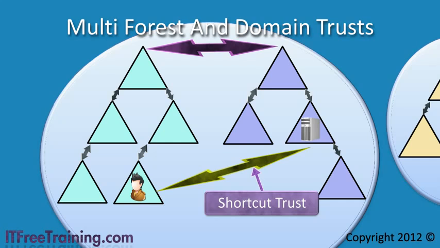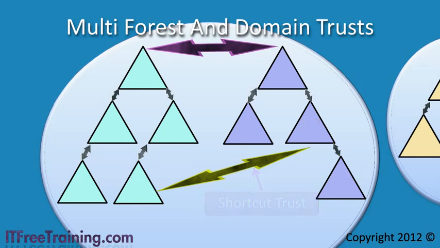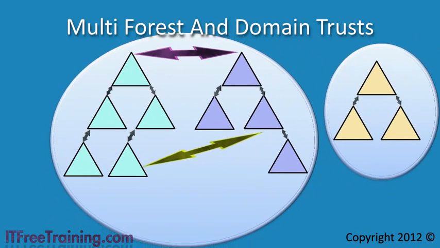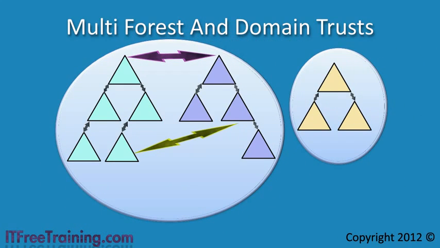I think you will agree that creating an occasional shortcut trust where it is needed is a lot better than creating trusts between all the domains in the forest. In this particular case, we also have another company that has its own forest. Perhaps they are owned by the same company, but they want to keep their domains and forest separate. When this occurs, you can create what is called a forest trust.